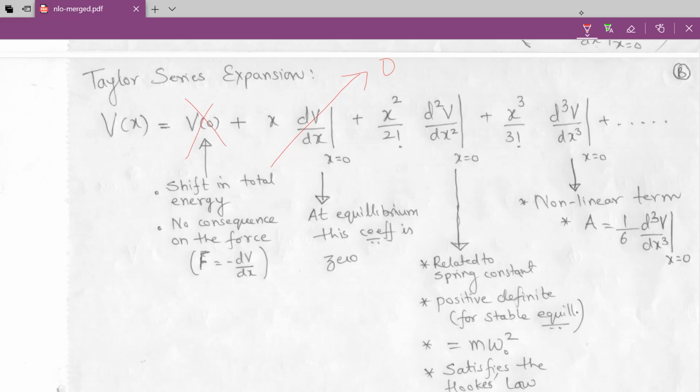This is the term that we had retained in our linear harmonic oscillator model. And you can clearly see that the half factor is there, coming out of the Taylor series expansion. The d2V over dx square is essentially related to the spring constant, or in other words, mass times the natural frequency, which is omega naught square. So this is positive definite. This being positive definite implies that the equilibrium position was a minimum, or rather we are talking about a stable equilibrium position. In case of unstable equilibrium position, this would have been of a negative sign.